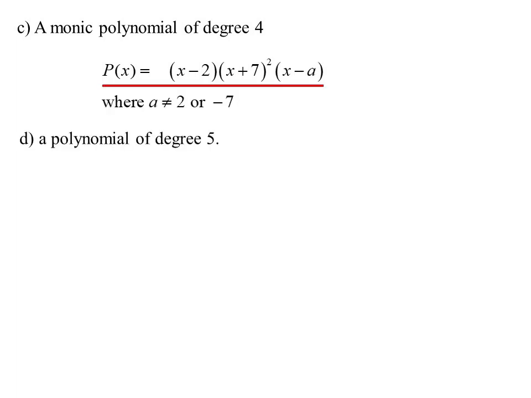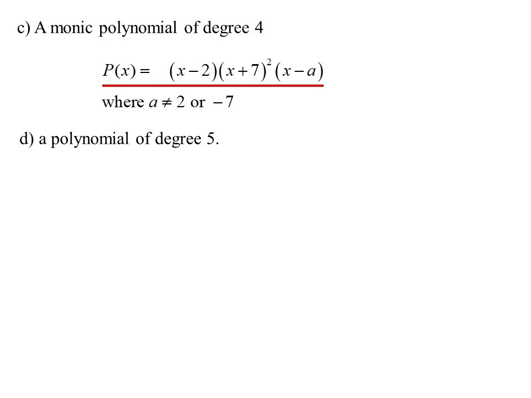What if it was monic of degree 4? Okay, well again, x minus 2, x plus 7 squared would certainly produce a monic, but as we just saw, that would be of degree 3. To make it of degree 4, it would have to be multiplied by some other linear factor, but again, 2 or -7 could not be a zero of that linear factor. So a could not be 2 and it could not be -7.